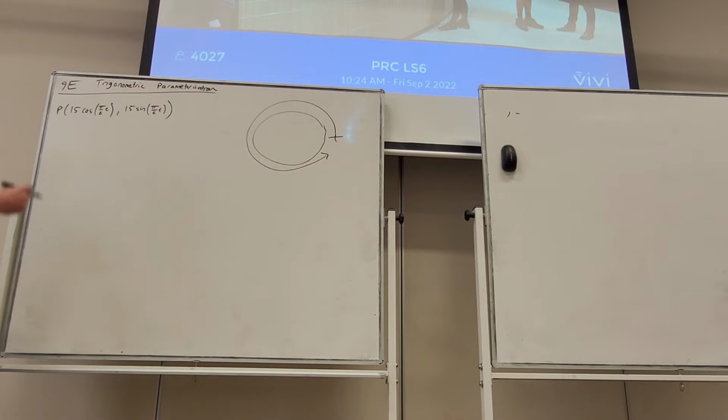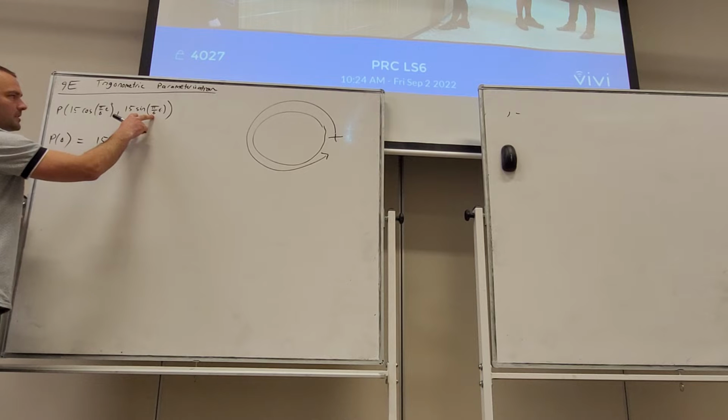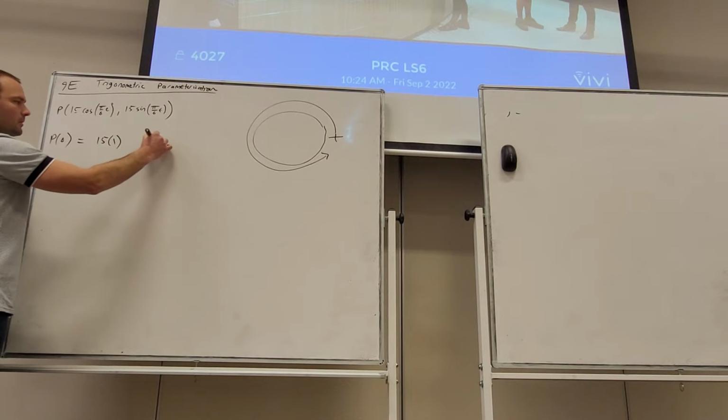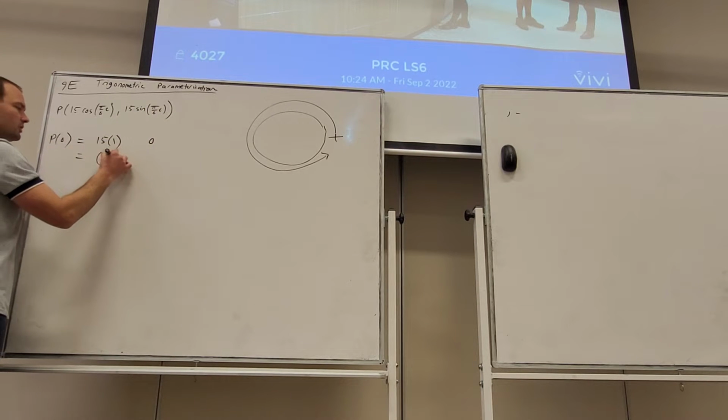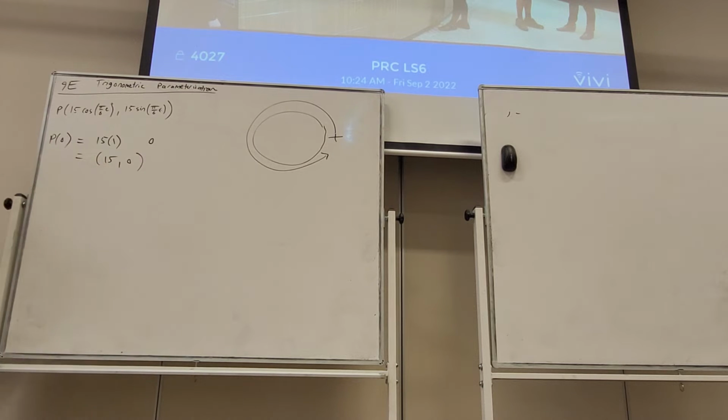Find the position of the falcon initially. That means find P of 0. When time is 0, what's its position? And then find P of 3. When we put 0 in here for t, we're going to have 15 times cos of 0, which is 15 times 1, and then sine of 0, which is 0. So its initial position is 15, 0. Its x value is 15, its y value is 0.